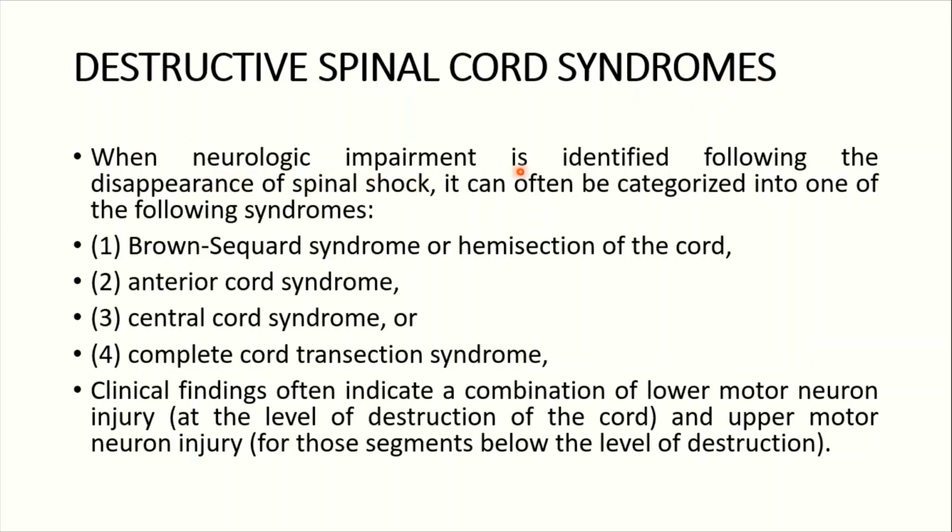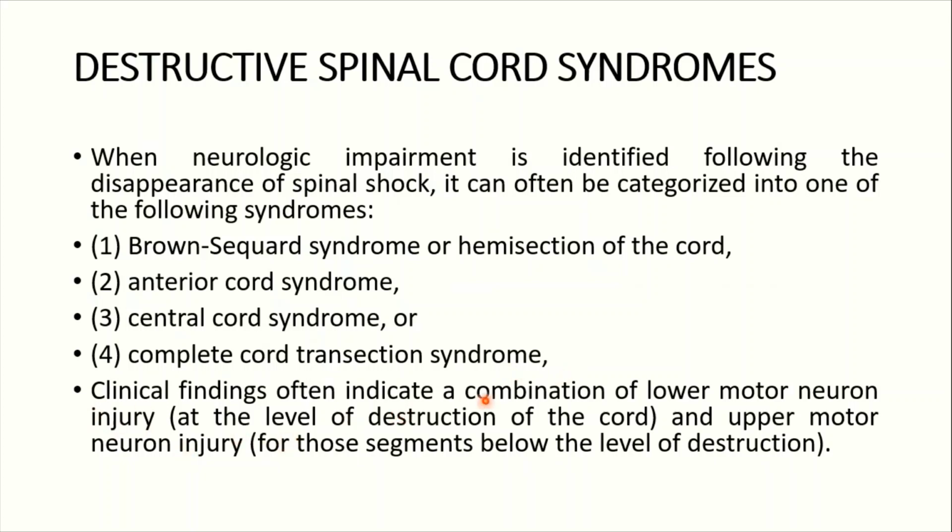And see this term, destructive spinal cord syndromes. When neurologic impairment is identified following the disappearance of spinal shock, it can often be categorized into one of the following syndromes. These are the 4 syndromes. Destructive spinal cord syndromes: number 1, Brown-Sequard syndrome or hemisection of the cord. Number 2, anterior cord syndrome. Number 3 is the central cord syndrome. These 3 are already uploaded in my lectures and discussed with you. Number 4, today's topic, is complete cord transection syndrome.